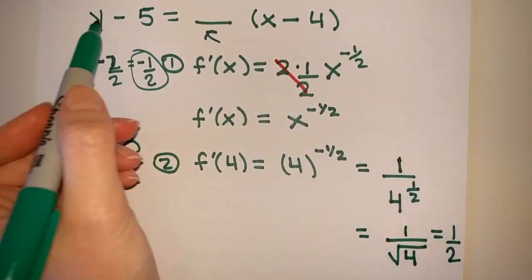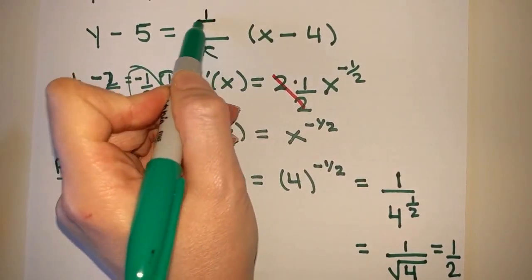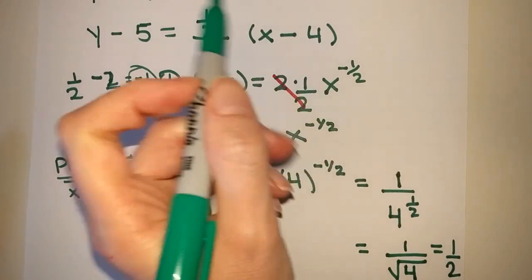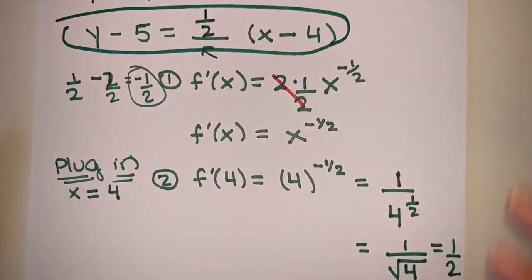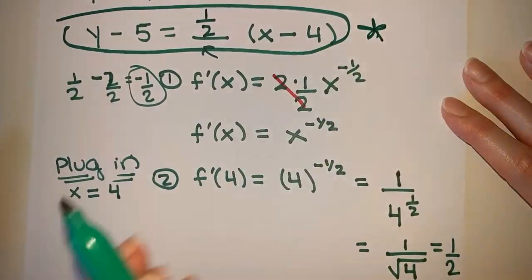So for our final answer, we would have y minus 5 equals 1/2 times x minus 4. And again, this is perfectly acceptable as your point slope form. You could also solve for y to get it in slope intercept form, but this is perfectly fine for your test.